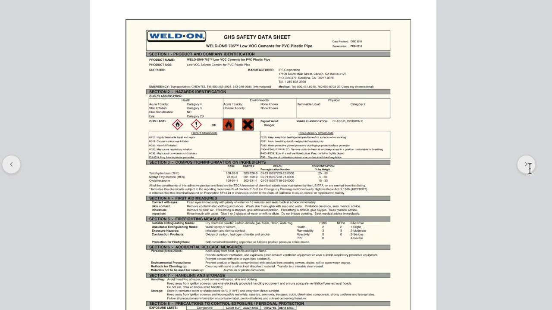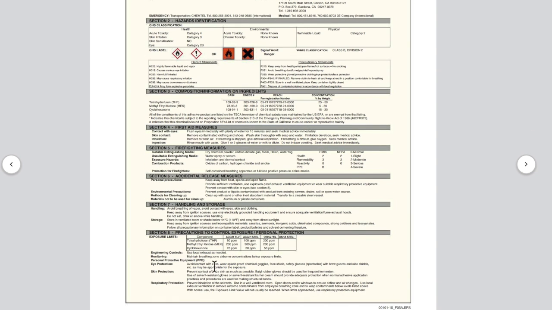All right, that's important. Here is a safety data sheet. This is Weld-On. All right, so if we go right down to section 8, we're going to identify that we're dealing with some sort of chemical. Engineering controls: use local exhaust as needed. Perhaps you want to be in a well-ventilated area. Avoid contact with the eyes, wear splash-proof chemical goggles. Okay, that's talking about the eye protection. It's talking about the skin protection and the respiratory protection.